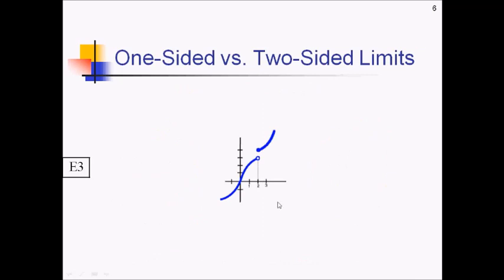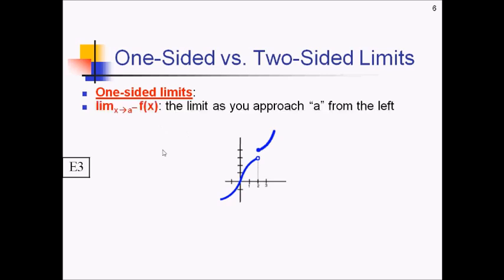Let's take a look at this interesting graph now. If we ask for the limit as x approaches 2, well, this is an interesting situation because as we approach from the left side, we're approaching one y value. As we approach from the right side, we're approaching a different one. So this gets us into the idea of having a one-sided limit. A one-sided limit is just the limit as you approach from only one side, and we have different notations for these. Right here, the limit as x approaches a with a little negative up here, this is saying as I approach from the left side.